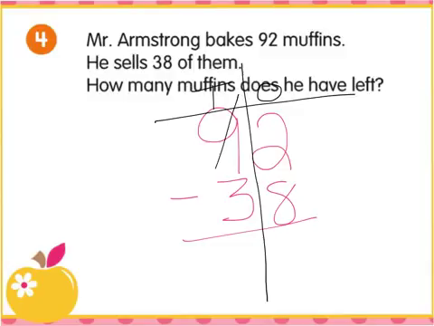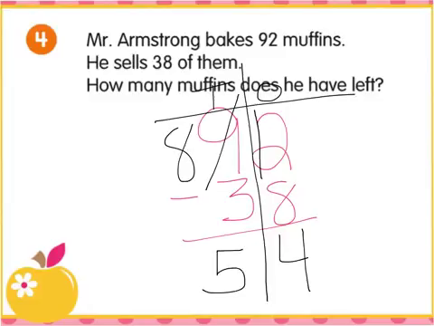9 tens become 8 tens. And I'm going to group the 1 ten over to the ones, giving me 12 ones. 12 ones minus 8 leaves me with, you got it, 4. Now I go to the tens place value, and I have 8 tens minus 3 tens, which gives me, that's right, 5 tens. So I see here that he has 54 muffins left.